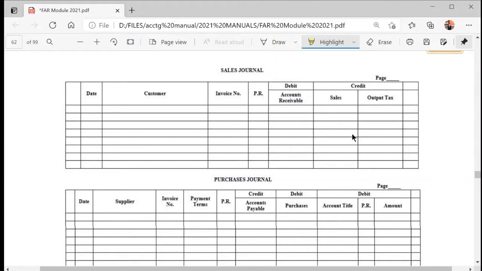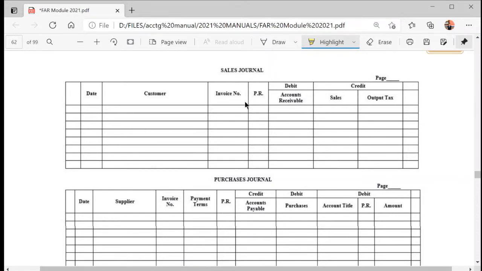If it's a purchase on account, then that will be part of the purchases journal. If there are payments, then that's the cash payments journal. If there are receipts, then the cash receipts journal. They can add additional columns if there are other account titles appropriate for those transactions. These are just examples.